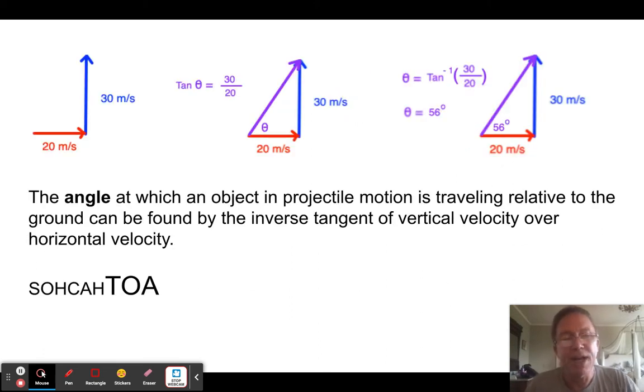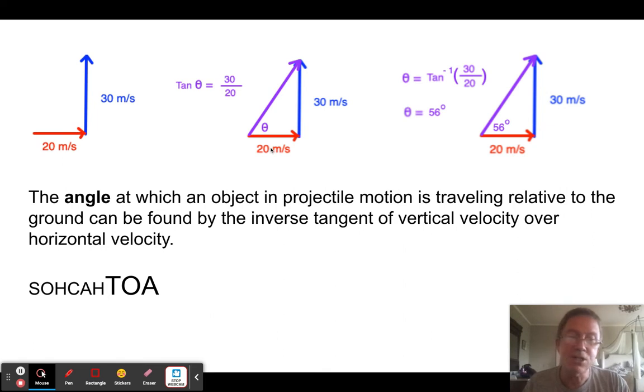And every once in a while, we're asked to do the opposite. We're given the horizontal and vertical components, and we're asked to find what angle it's launched at. So let's just keep going with this. TOA: tangent is opposite over adjacent. If I was given these two values here, to find this angle, I would say the tangent of this angle is equal to opposite over adjacent.